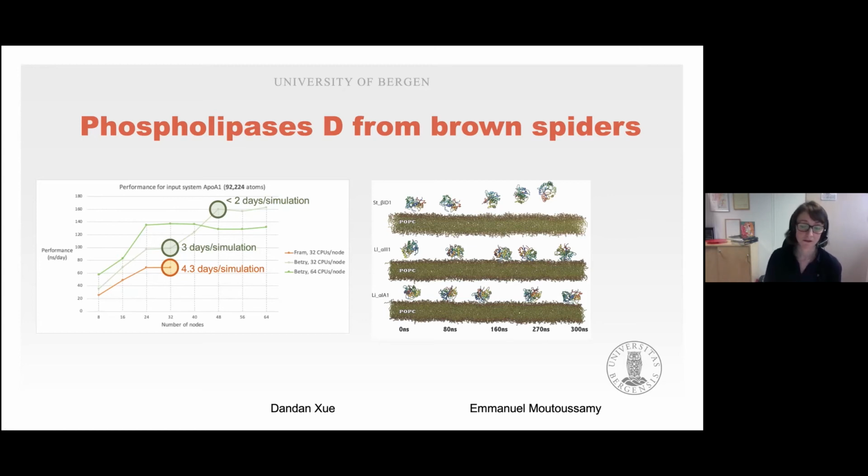So the simulation time is extremely important. Using Betzy, which we benchmarked for a system of about the same size, this simulation would have been done within 3 days for each of them, with 32 nodes and 32 cores per node. With 48 nodes and 64 CPUs per node, we could have less than a day per simulation. So it really accelerates our simulation to use a more powerful HPC. This benchmark was done by Dan, who's a software engineer in my research group.